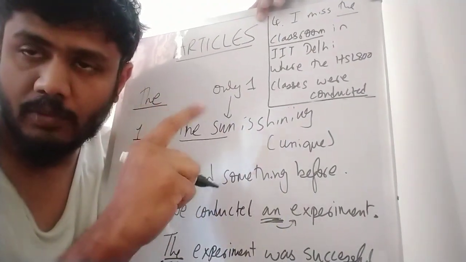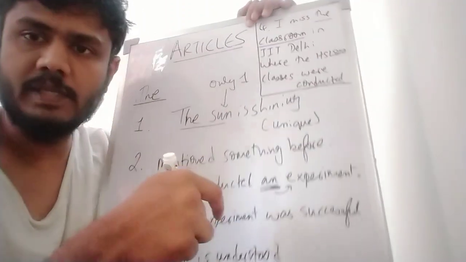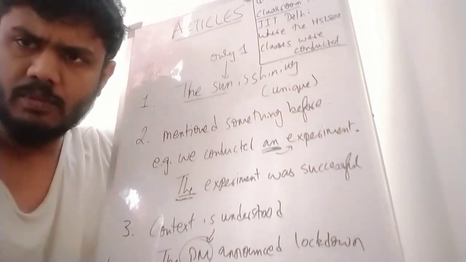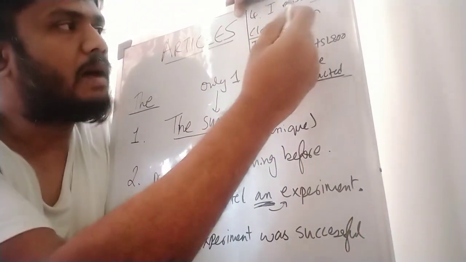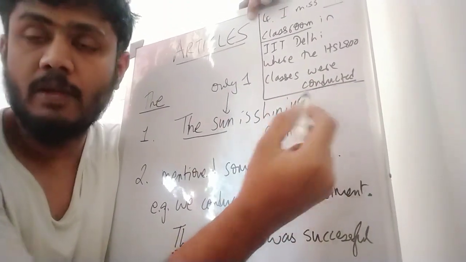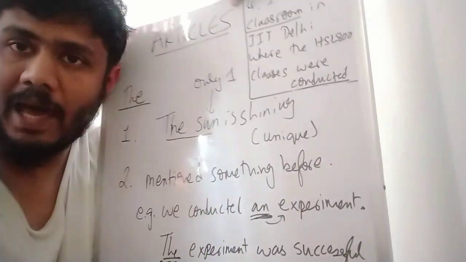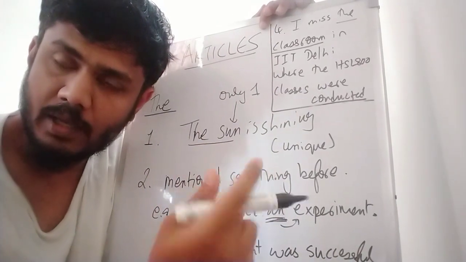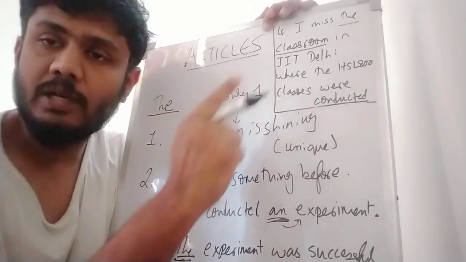This is for all the people who are wondering from the previous sentence. Like when I said I'm missing the classroom, they say which classroom, right? So then I say I missed the classroom at IIT Delhi where the HSL 800 classes were conducted. So what have I done here? I have clarified the context, right? I've given specific, detailed instructions so that people now know which classroom I'm talking about.